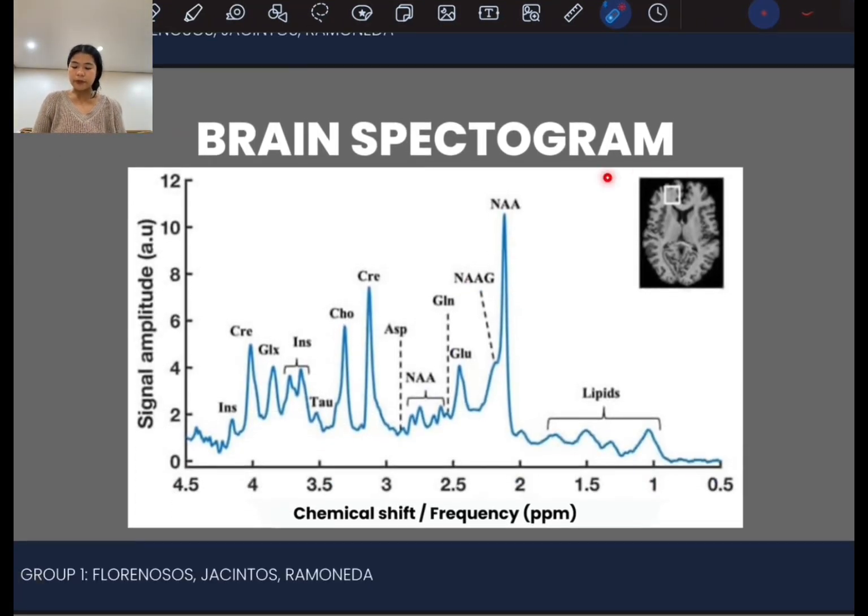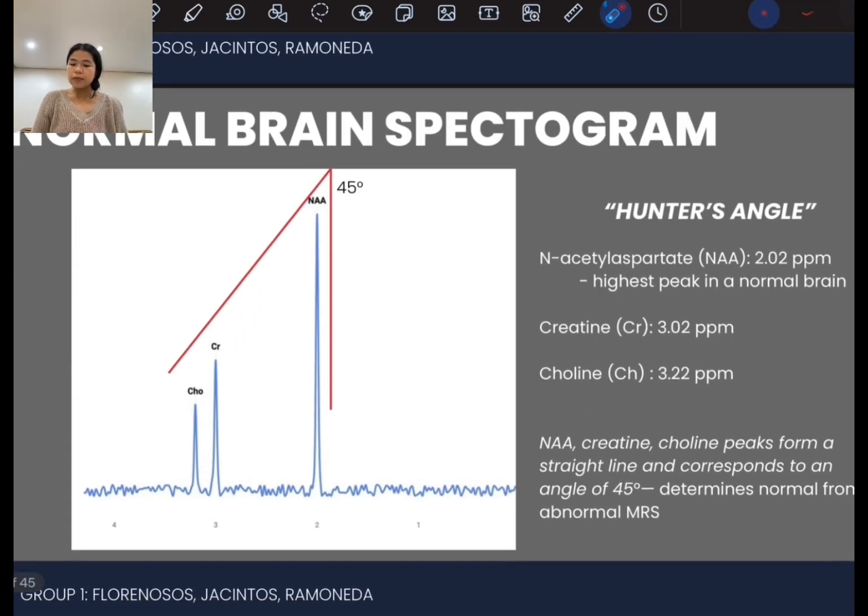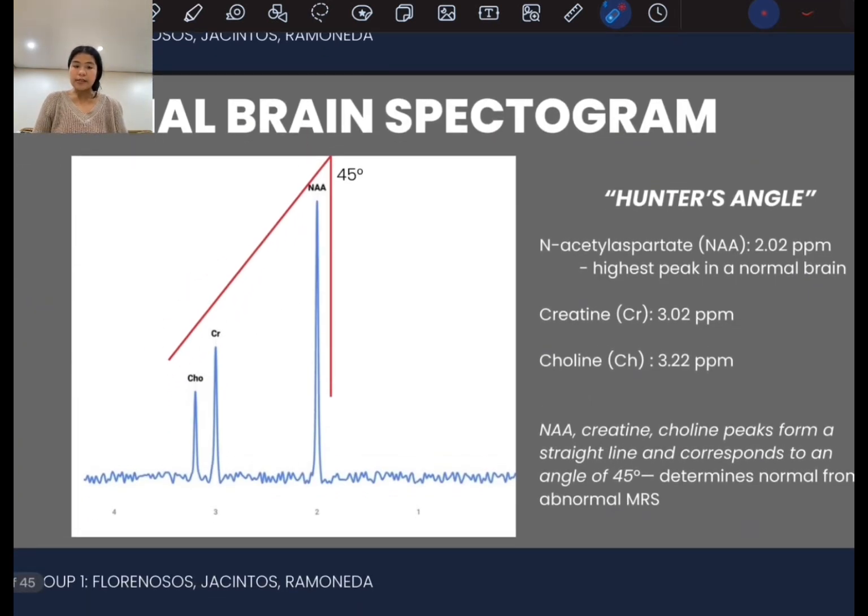So this is an example of a brain spectrogram. It consists of a graph showing different concentration levels of different metabolites detected within our voxels. For a normal spectrogram, first it should show an ascending graph with what we call a Hunter's angle. The Hunter's angle consists of 3 metabolites, namely the NAA, creatine, and choline. The NAA, or N-acetyl aspartate, should have the highest peak in a normal brain at 2.02 ppm, the creatine should be at 3.02 ppm, and the choline at 3.2 ppm.